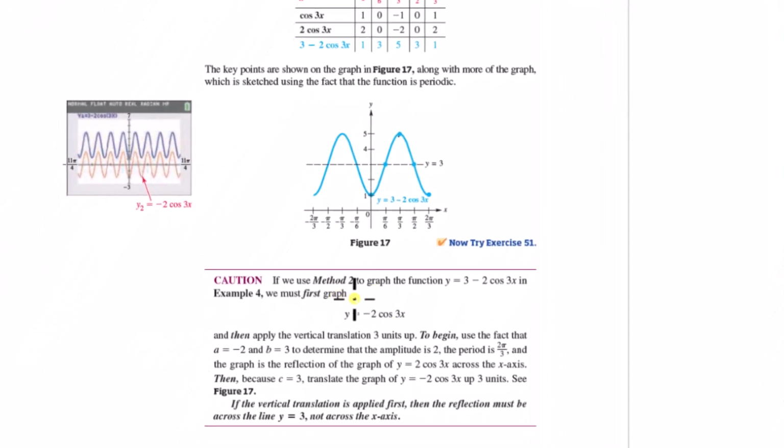Now it says, okay, if we use method 2 to graph the function y equals 3 minus 2 cosine 3x in example 4, we must first graph and then apply the vertical translation 3 units up. Right. Because when it comes to a reflection, if you apply the reflection after the vertical shift, then you're going to reflect about the original x-axis, which wouldn't be accurate.